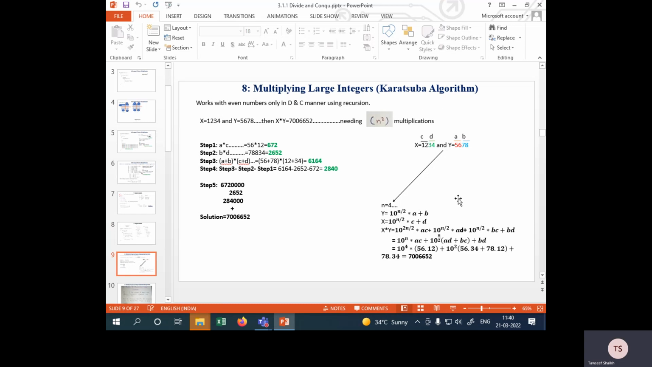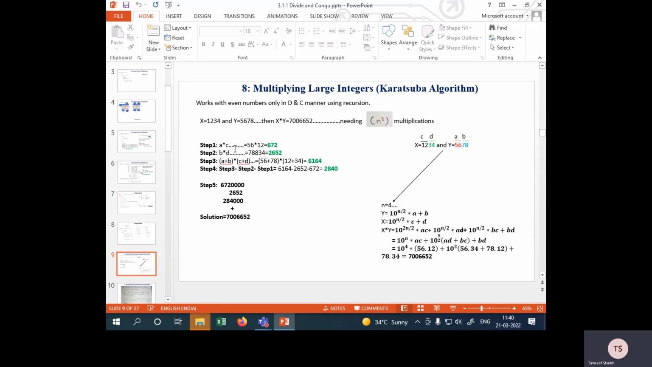Karatsuba gave a pseudocode of a divide and conquer algorithm. He said, let's take x equal to 1234 and y equal to 5678. Let's divide y into two parts, a and b. x we also divide into c and d. I have named them ab and cd. This means I have divided the bigger number into smaller numbers.